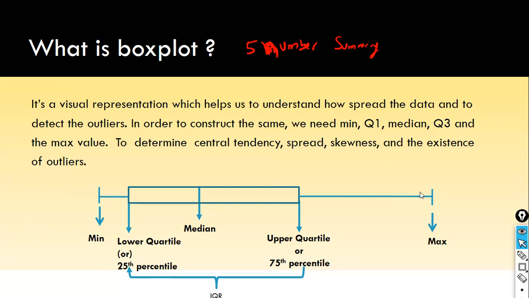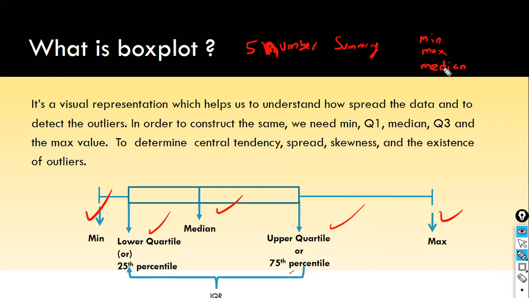The minimum, maximum, the median, lower quartile, upper quartile. Look here, I mentioned all the terms. Either you can call it a lower quartile or you can call it a first quartile or you can say 25th percentile. Here it is upper quartile. It is also called the 75th percentile. So if somebody is asking you what is the 5 number summary, minimum, maximum, and median, no mean here.